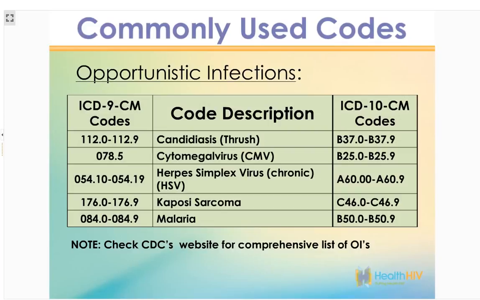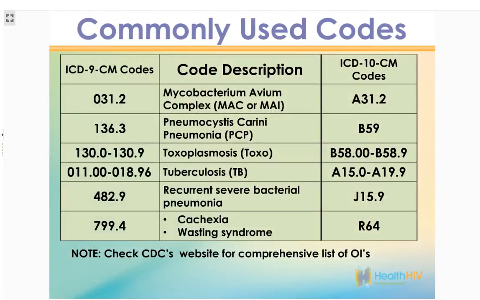We also spoke about patients that have AIDS-related conditions. Those AIDS-related conditions are known as opportunistic infections. So if you look at this slide, I put the most common AIDS-related conditions or opportunistic infections on the slides for you. You have your candidiasis or your thrush. This is the code range. CMV, this is the code range. This is the code range for your HSV, A60.00 to A60.9.